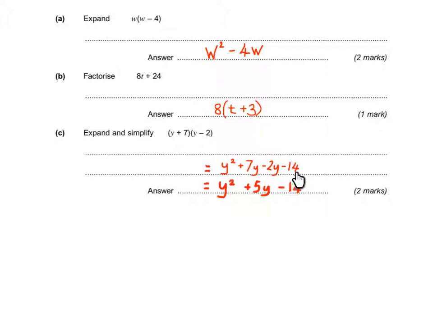So the whole thing comes to y squared plus 7y minus 2y minus 14. But the 7y and the minus 2y can go together to make 5y. So the final simplified answer is y squared plus 5y minus 14.